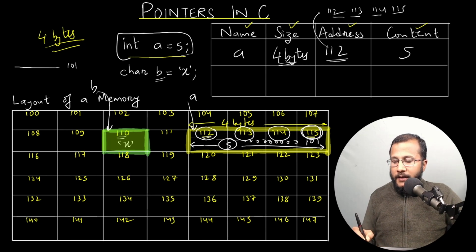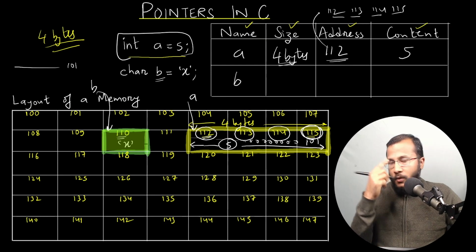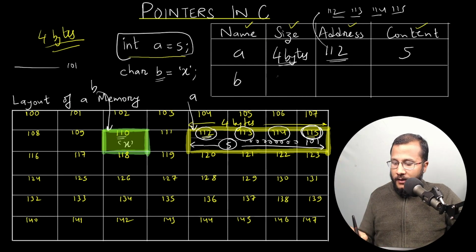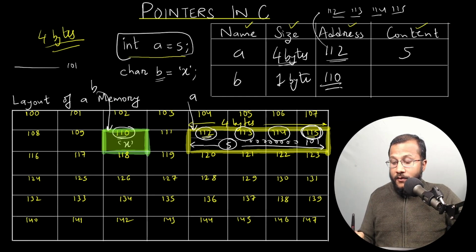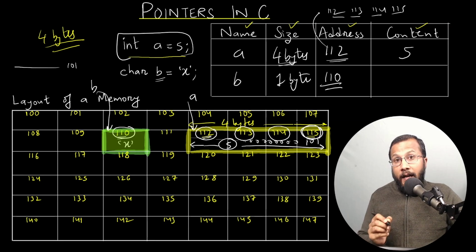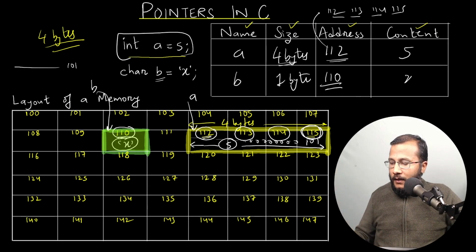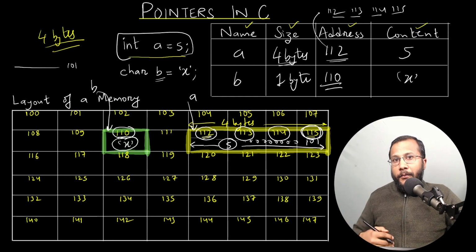So let's write down what is the name of this particular memory cell. The name of this memory cell is b. What is the size of this memory cell? It is just one memory cell, so it is 1 byte long. What is the address of this memory cell? This is just 1 byte, so it will have one address, that is 110 in this case. What is the content? What is stored inside this address? The content here is the character X. So this is how the variable is stored in the computer's memory.